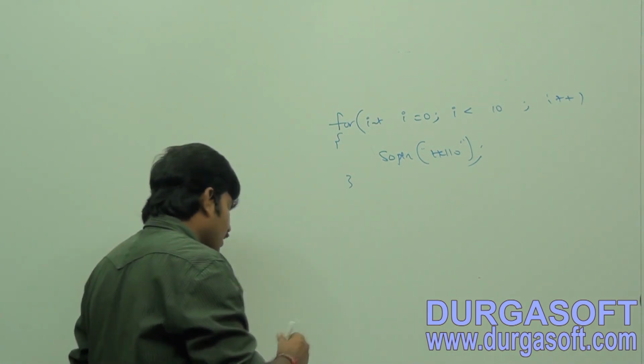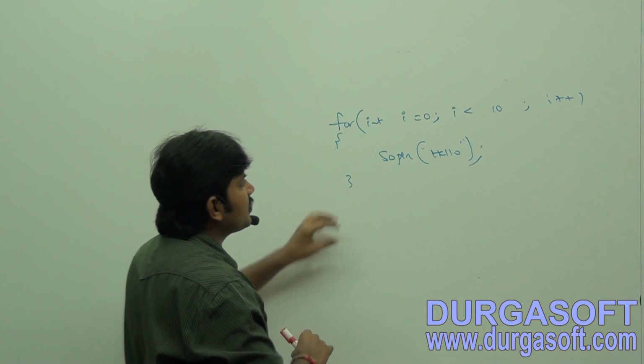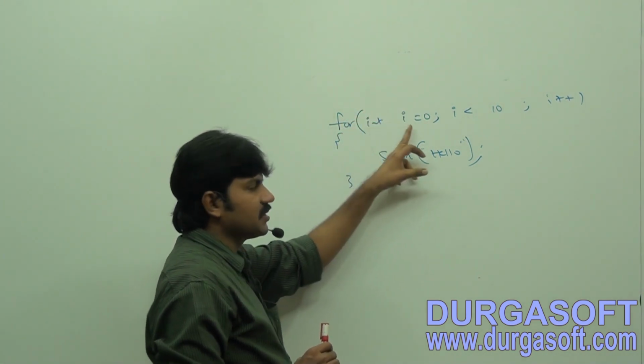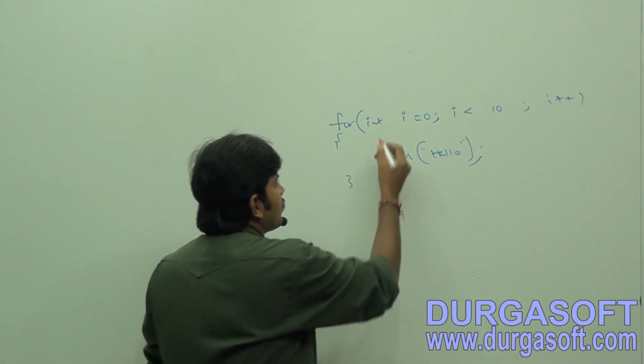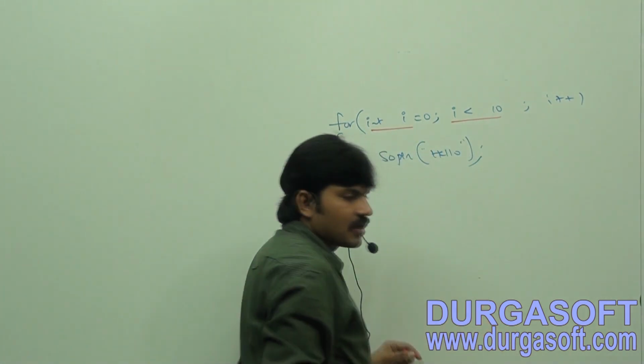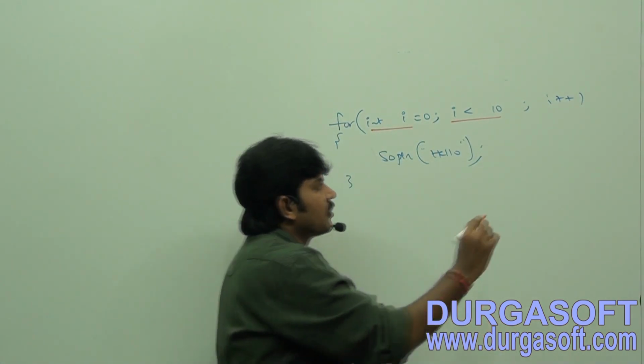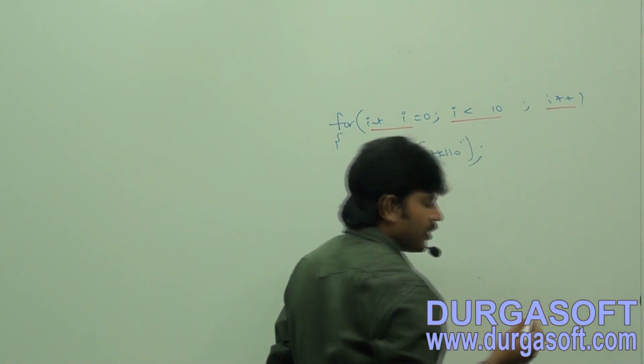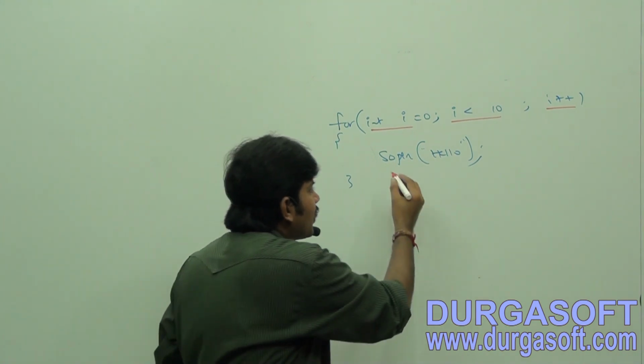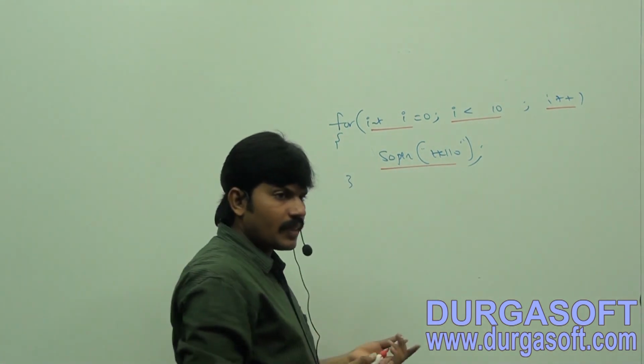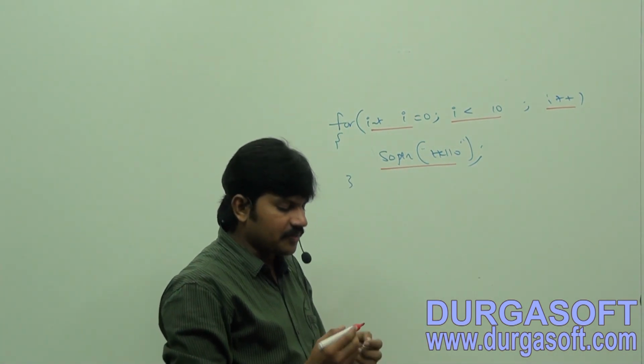Can you tell what this section is? Initialization section. And what about this one? Condition check, or conditional check. And what is this one? Increment or decrement section. And what is this one? Loop body, or action.